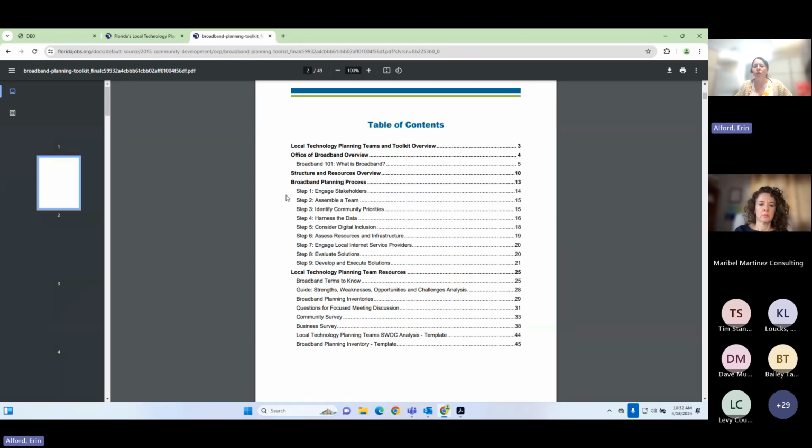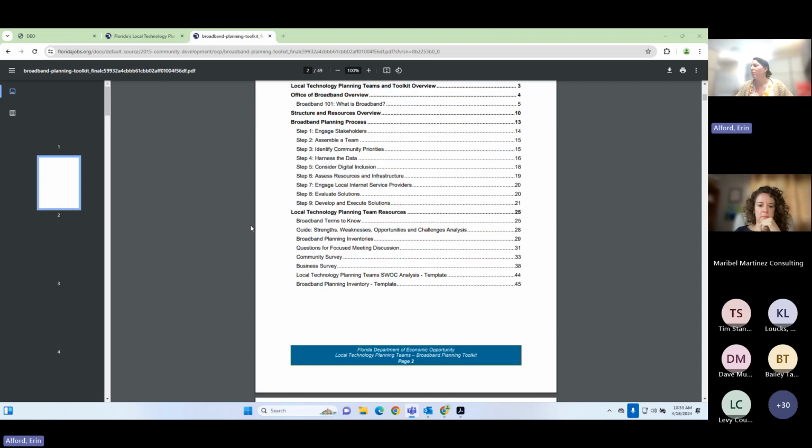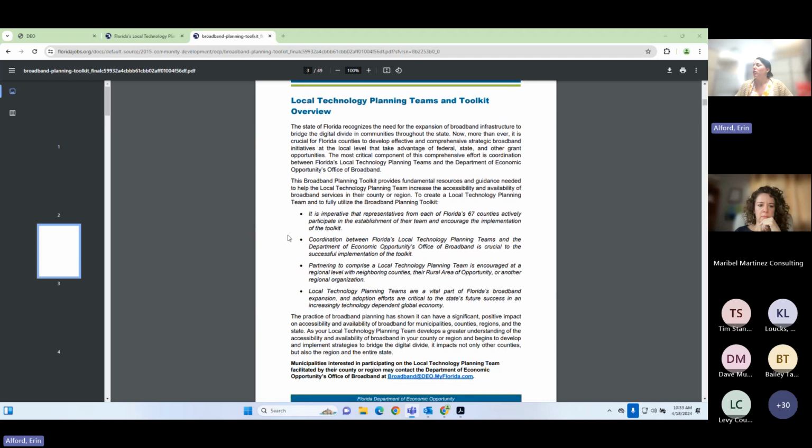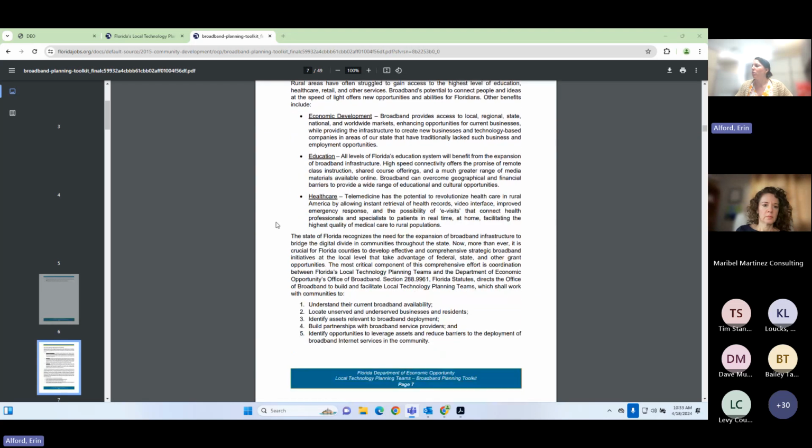And then further into the table of contents, it gives you a step by step on how to engage with certain sectors, like I previously mentioned: your school boards, libraries, medical offices, just because broadband is such a universal thing. Everybody's a part of it, everybody needs to be included in it. So having this variety of stakeholders gives you a great option to work with other organizations and get their perspective from other kinds of groups as well. And then obviously this gives you a little overview of what this toolkit can do for your LTPT. I'm not going to go over all of it because that would probably take too long.